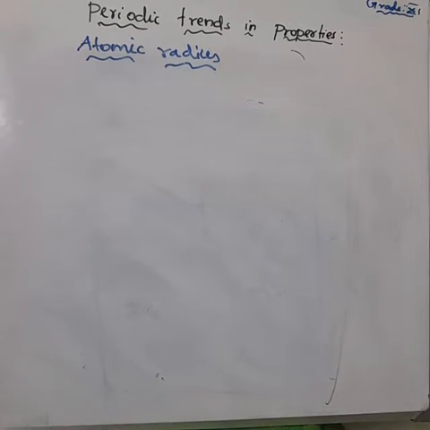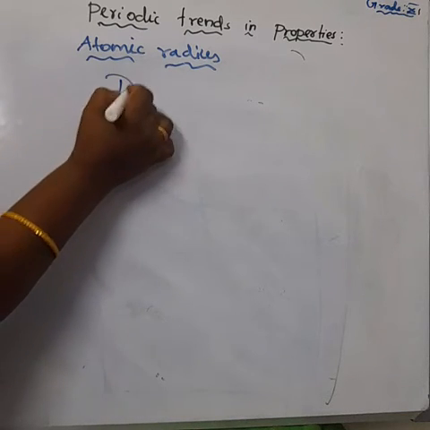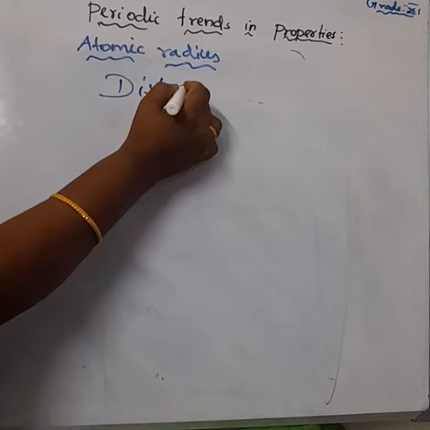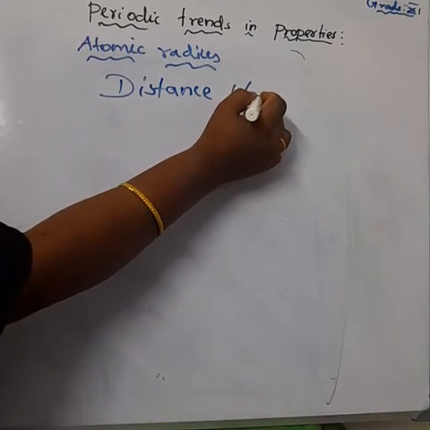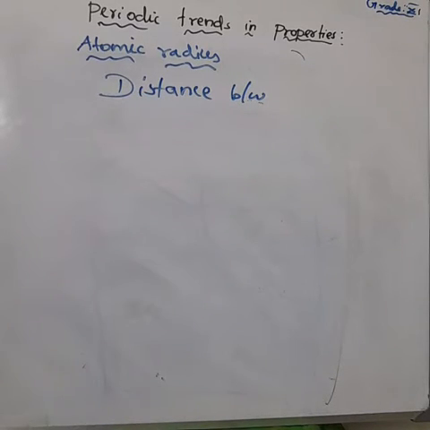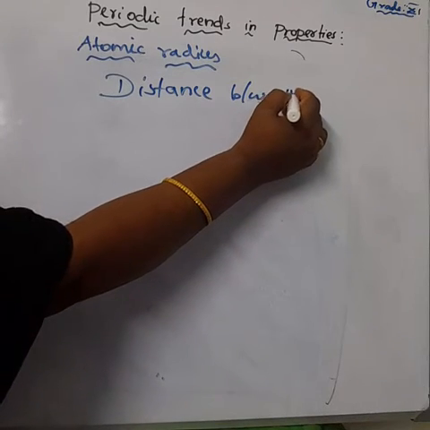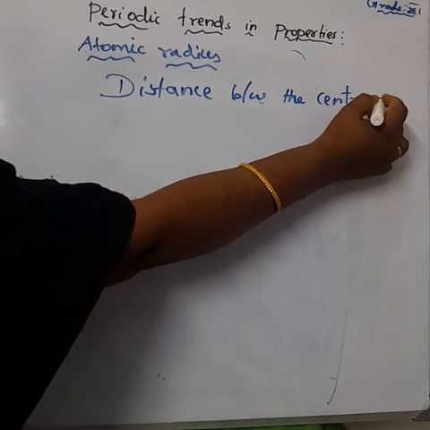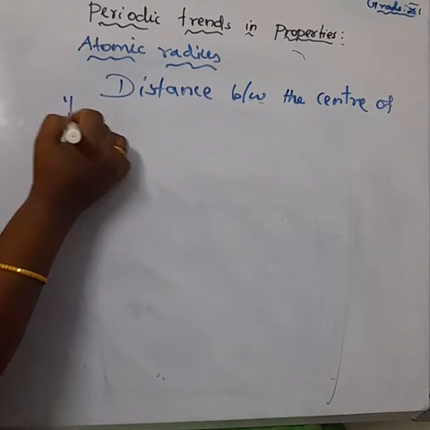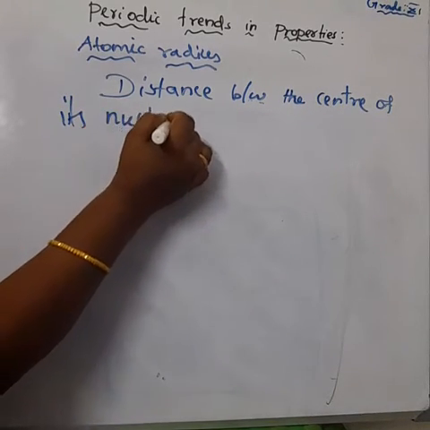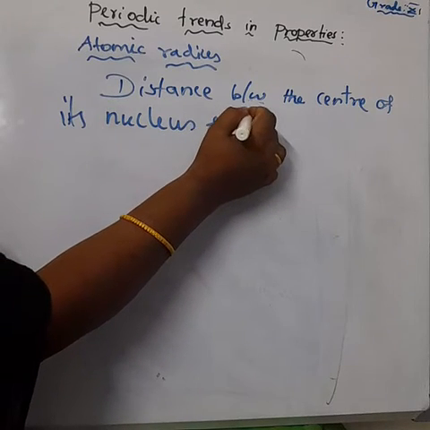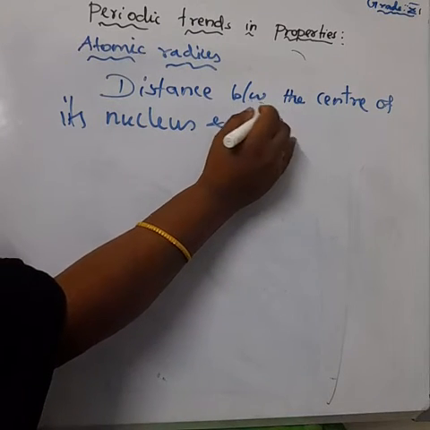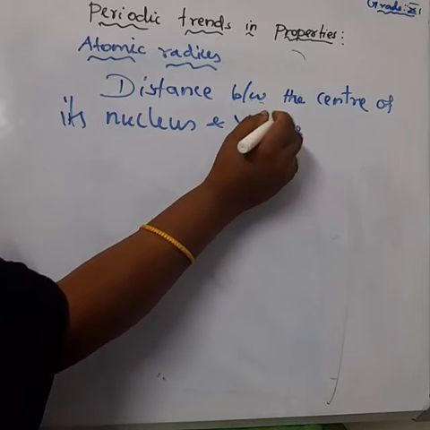The atomic radius of an atom is defined as the distance between the center of its nucleus and the outermost shell containing the valence electron. What do you mean by atomic radius? The distance between the center of each nucleus and the outermost shell containing the valence electron.